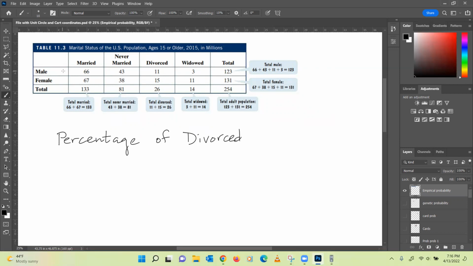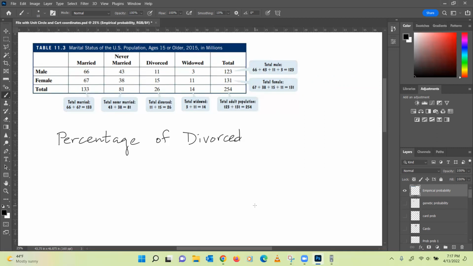So notice what we have here. Across this row, those are the males. And the total number of males is 123 million. Across this row are the females, and the total number of females is 131 million. So the right-hand column gives me totals, but notice the bottom row gives me totals. In this column, we've got married individuals for a total of 133 million. This column is never married with a total of 81 million. These are the divorced individuals with a total of 26 million. So that's kind of what we're looking at.